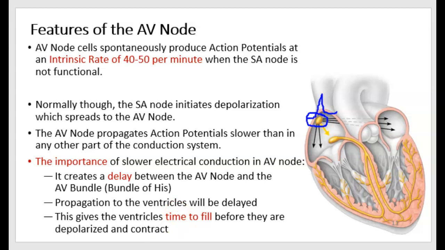Let me just mention here that the AV node is also able to spontaneously produce action potentials or depolarization. But it doesn't do it as frequently, most likely due to the fact that it doesn't have as many sodium channels open. So if for some reason the SA node is not functional, the heart can still be excited, but at a much slower rate.